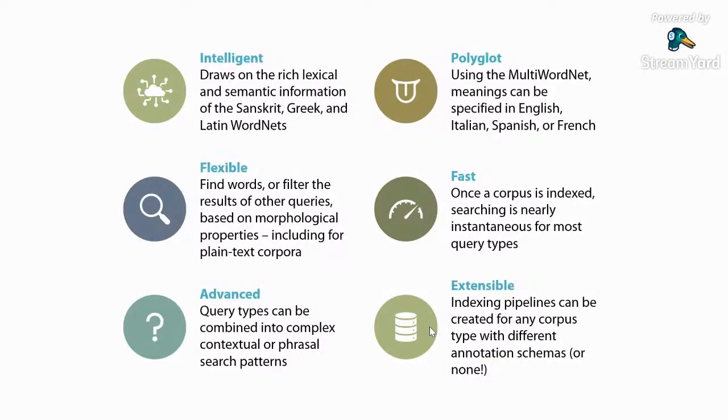Furthermore, Cylleneus is polyglot and speaks many languages besides Greek, Latin, and Sanskrit. In fact, relying on the MultiWordNet, meaning-based searches can be specified not only in English, but also in Italian, Spanish, or French. It is fast. Once a corpus has been indexed, searching is basically instantaneous, and it is extensible. With a little work, basically any corpus type can be used.